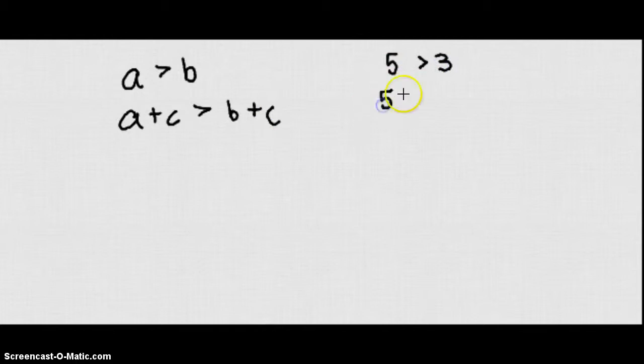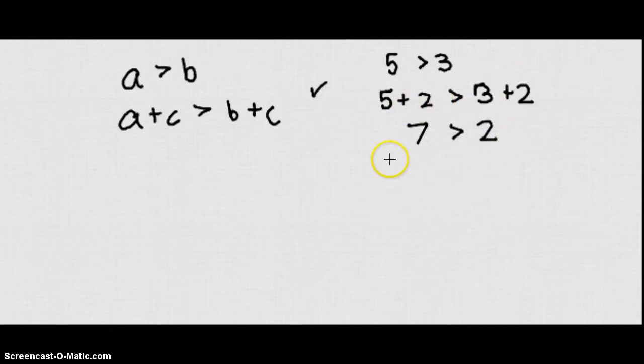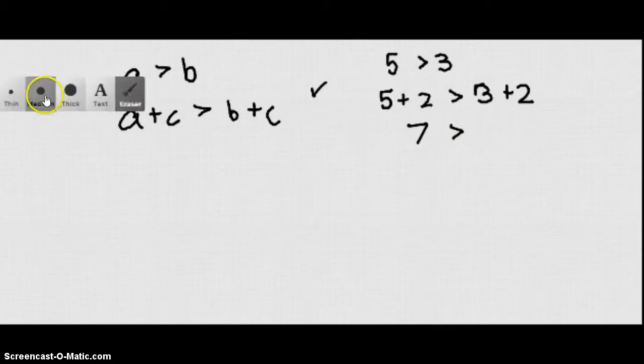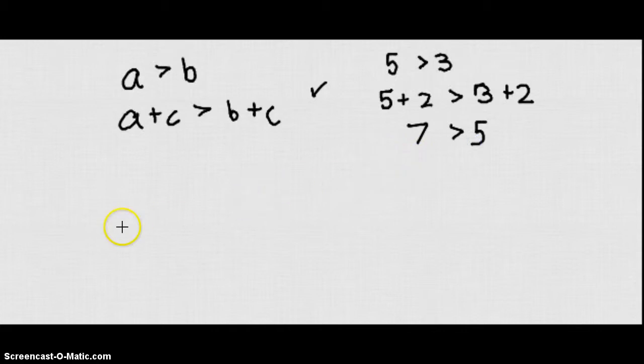If I add 2 to both sides, 5 plus 2, is it still greater than 3 plus 2? Well, I get 7 is greater than 2, so that checks out. Anytime I add a number to both sides, it's still going to work out for that inequality sign. And sorry, that should be 7 is greater than 5 because 3 plus 2 is 5, not 2. But it still does hold true.